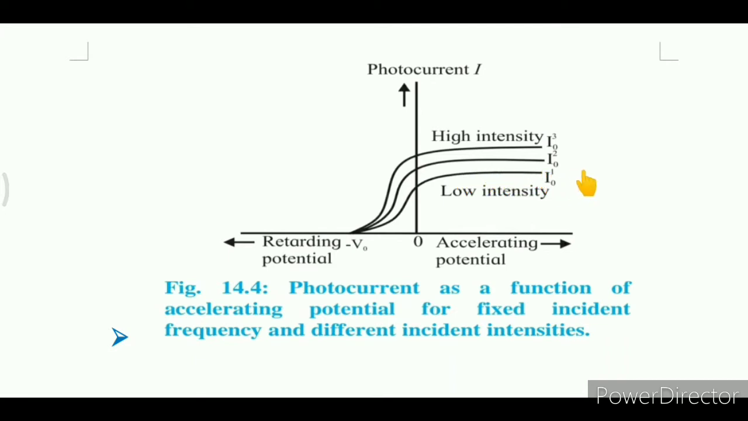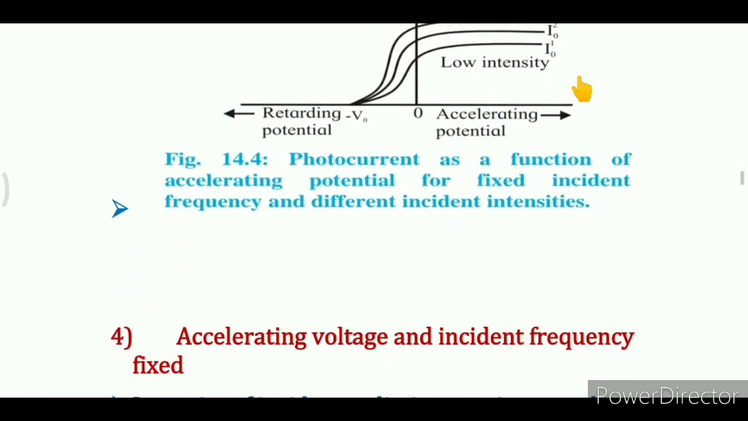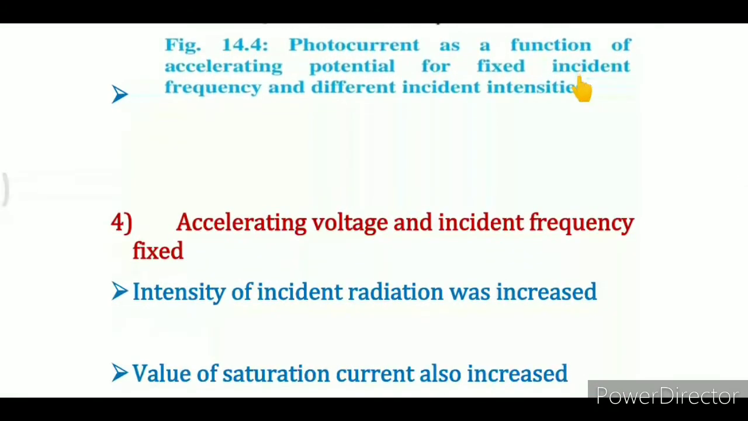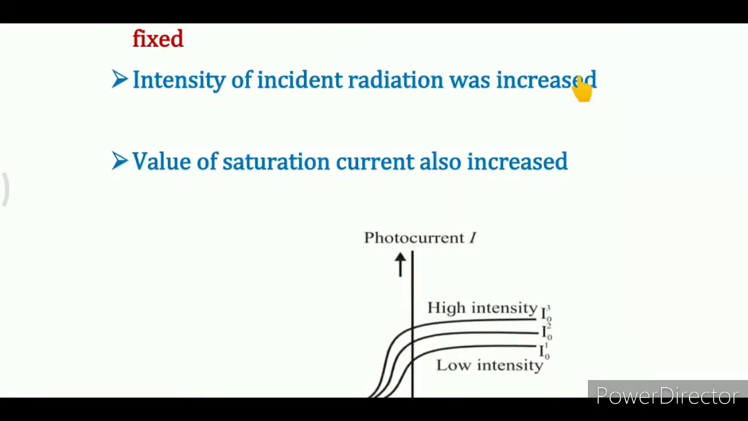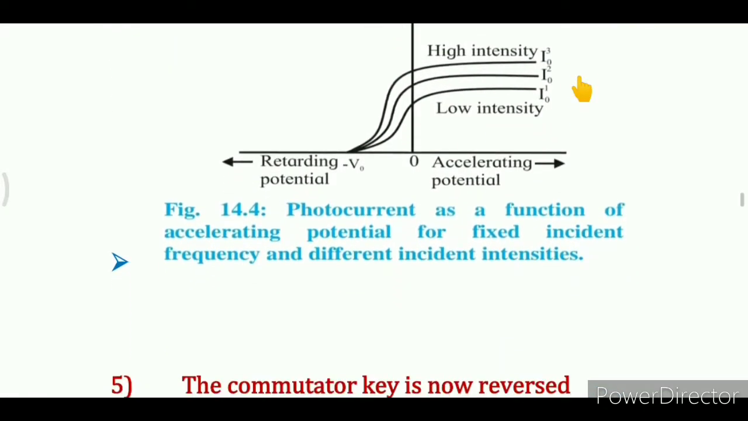One more observation is that for the same arrangement, if we increase the intensity of incident radiation, the photoelectric current also increases. Obviously, the effect of intensity we have seen: the photoelectric current and the intensity of incident radiation are directly proportional to each other. So we discussed all these things in the last lecture. Now let us proceed further.